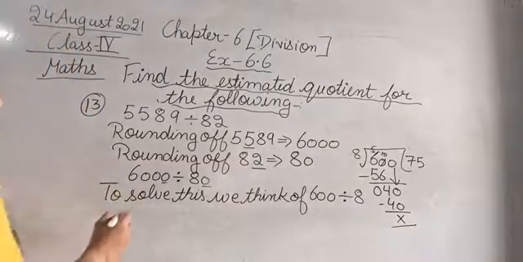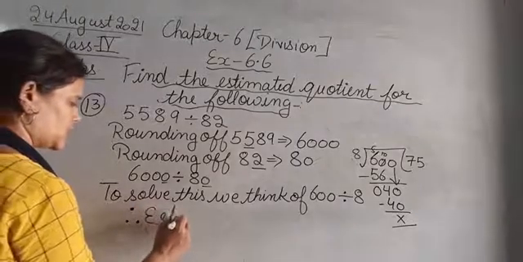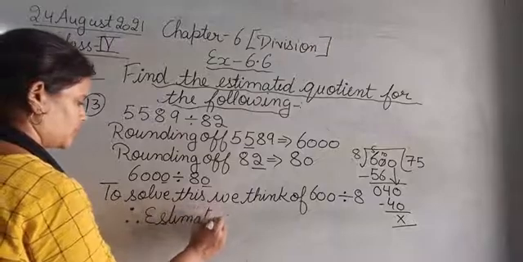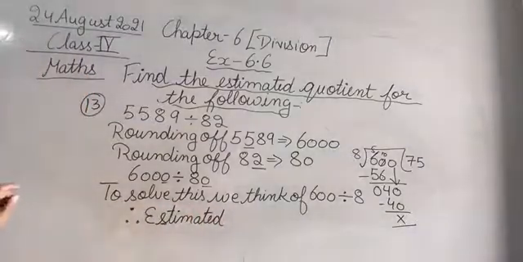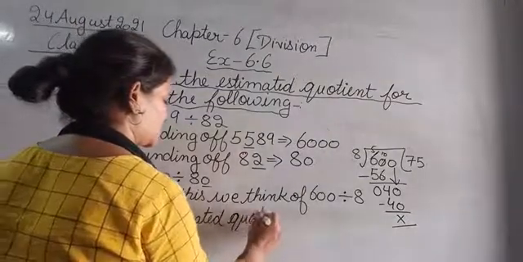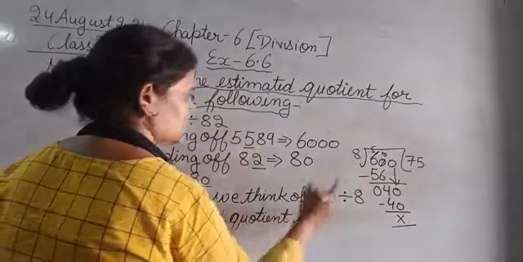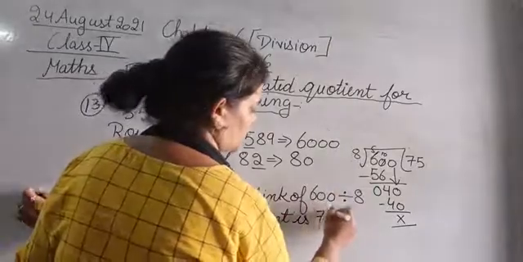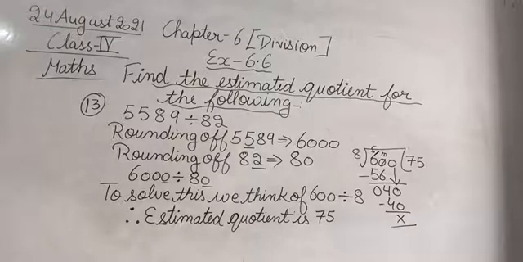So we have to find the estimated quotient, so mention it. Therefore, the estimated quotient is 75. So this is the solution of question number 13 of exercise 6.6.